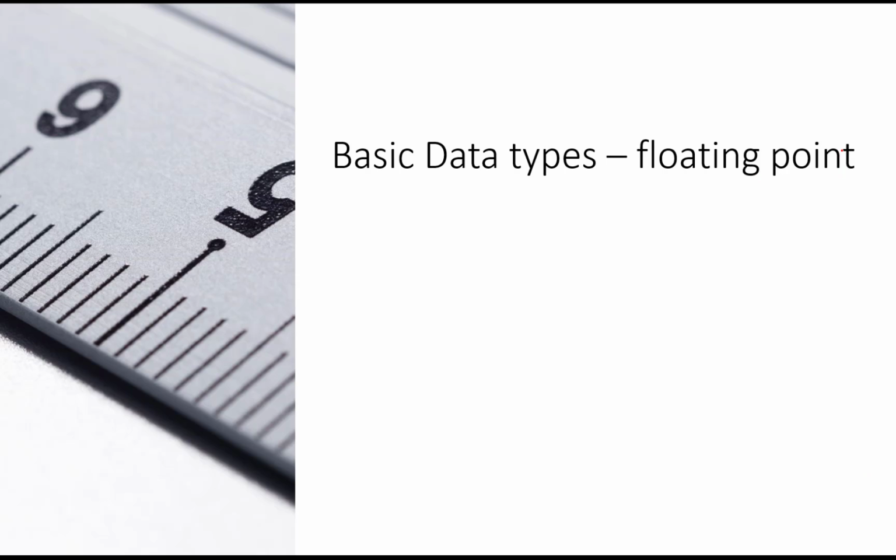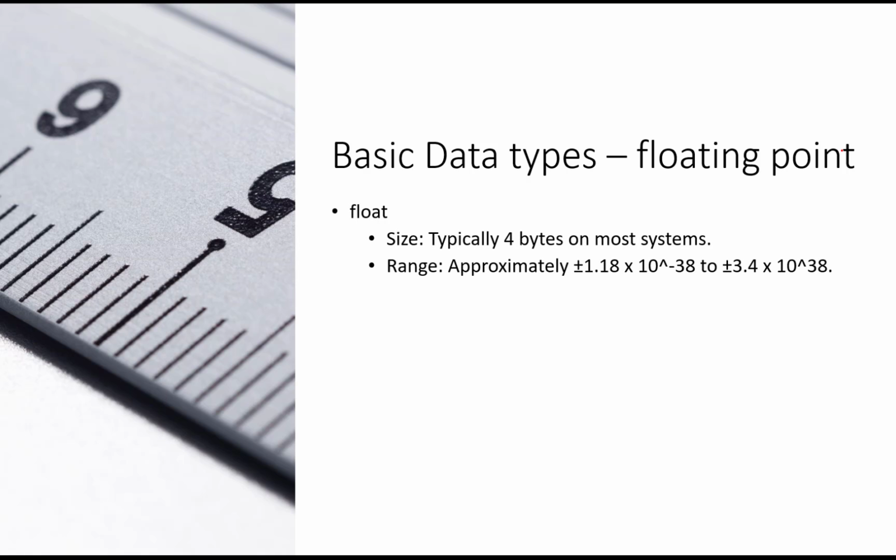Next are floating point data types. Whenever you need to work with numbers which have decimal values, you need to use floating point data types. There are 3 floating point data types. The first one is float. The size is 4 bytes and the range is plus or minus 1.18 times 10 to the power minus 38 to plus or minus 3.4 times 10 to the power 38.